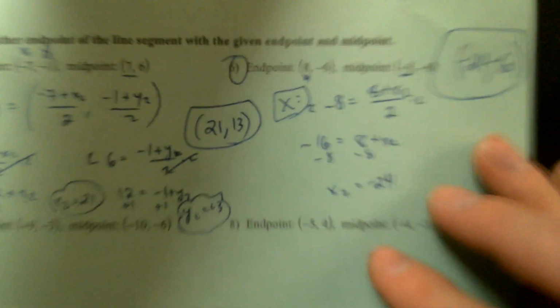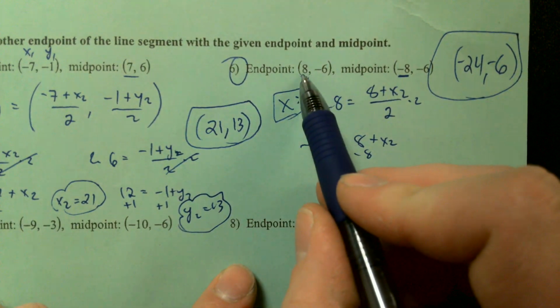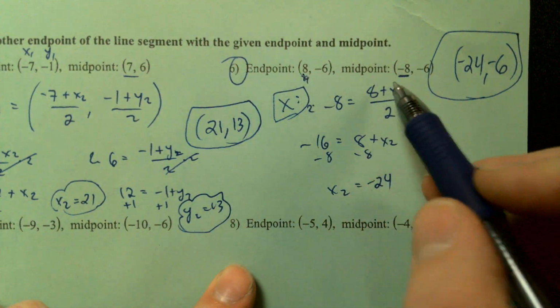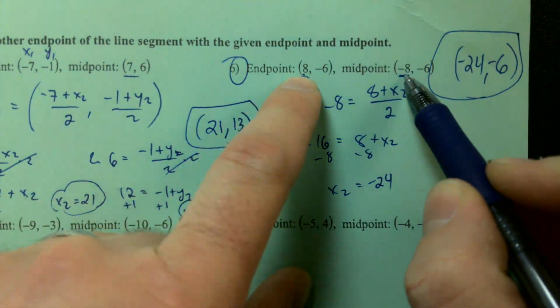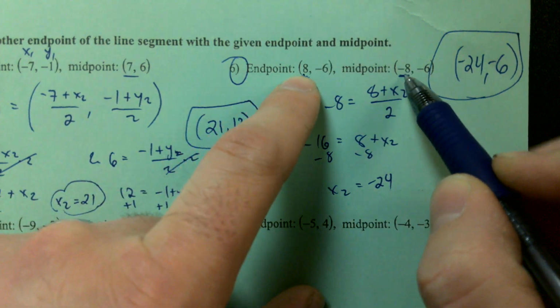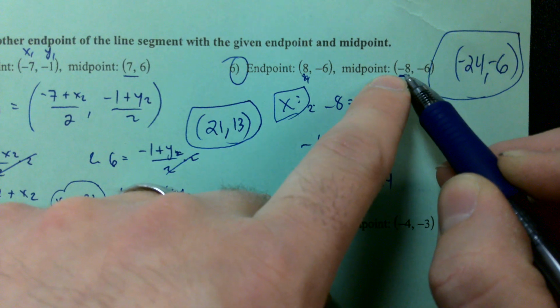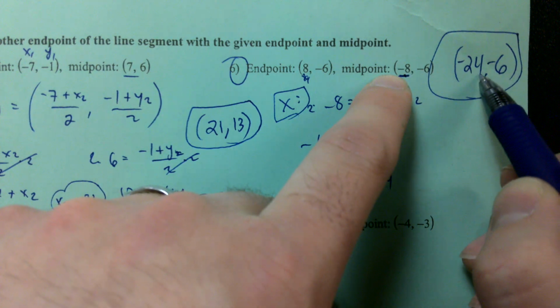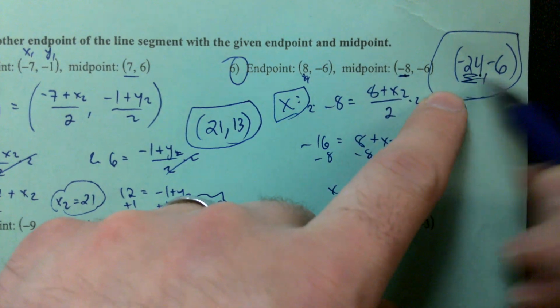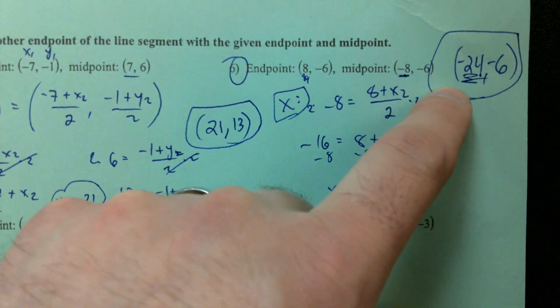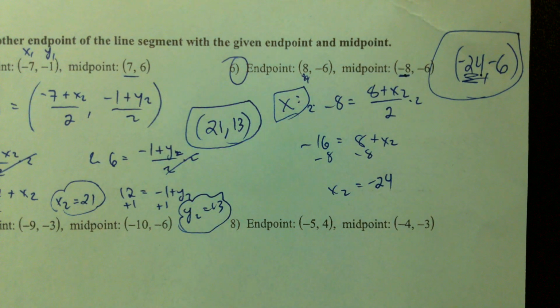Right, and this makes sense. If my endpoint is at 8 on the x-axis, my midpoint's at negative 8, how far away are those two points in a direct line? 16 spaces away. So if I subtract another 16 spaces from my negative 8, where do I land? Where do I end up? Negative 24. Right?